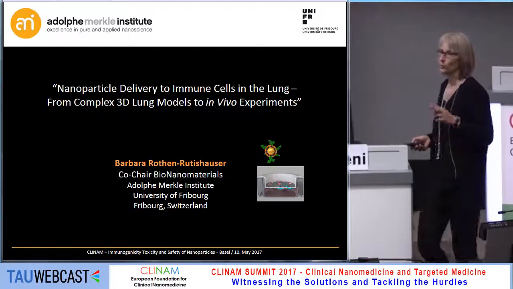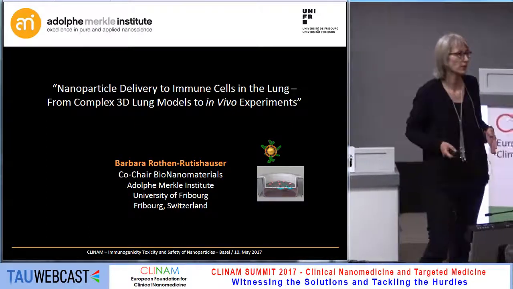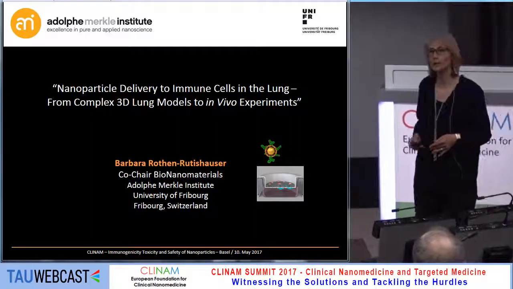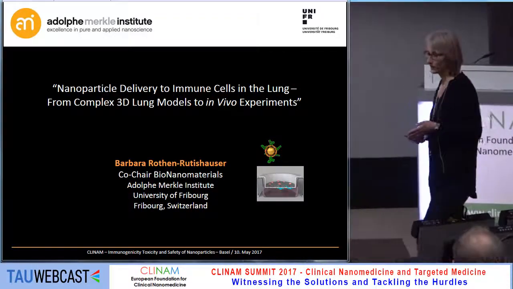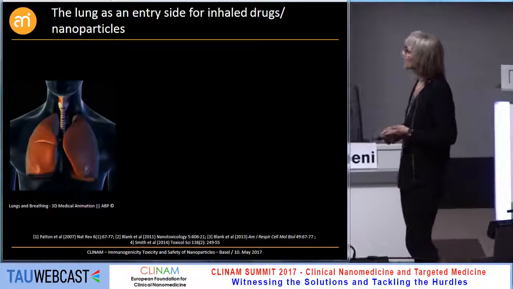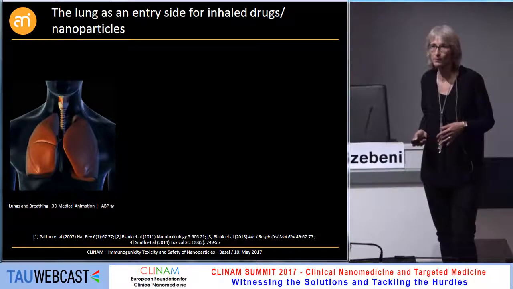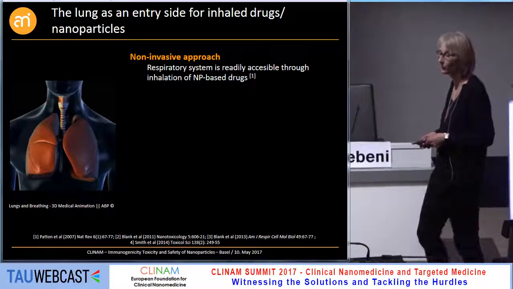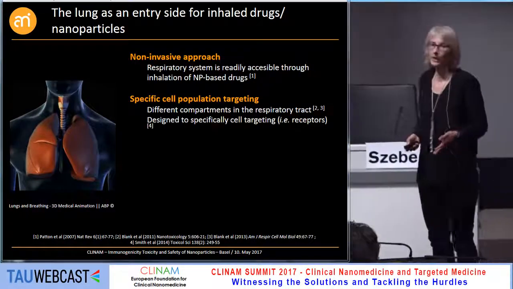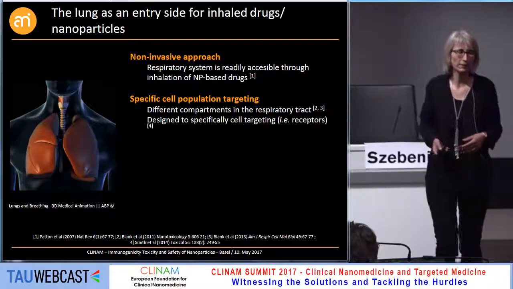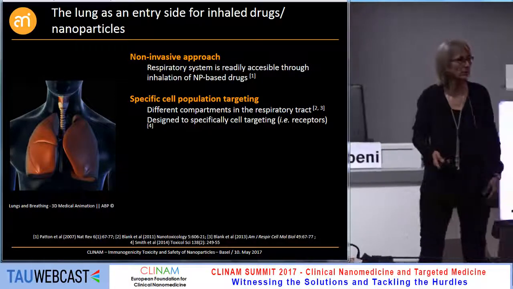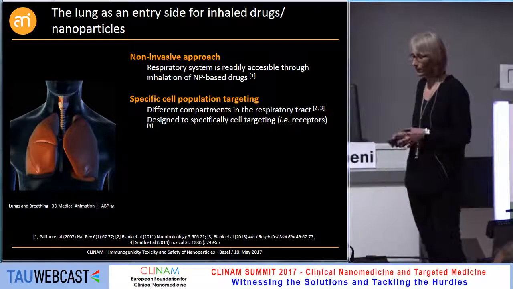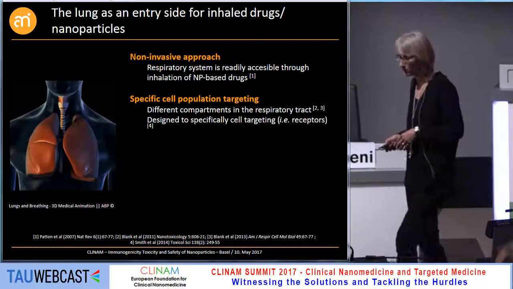I would like to talk about something very different, as we already heard during this morning session. I would like to show you how we try to target immune cells, with a special focus on the human lung because we have a huge surface which is easily accessible via inhalation. By engineering the nanoparticles accordingly, we can also target the various immune cells present in the respiratory tract.